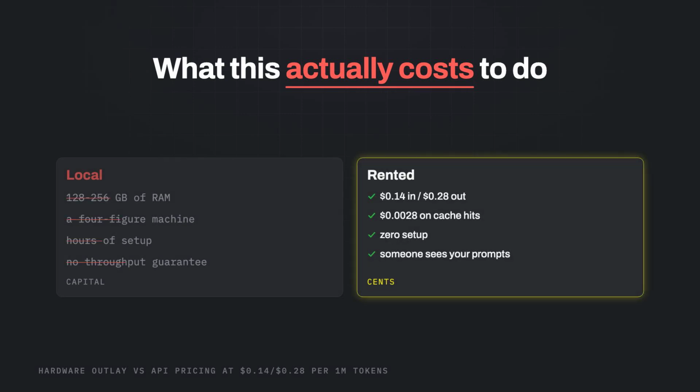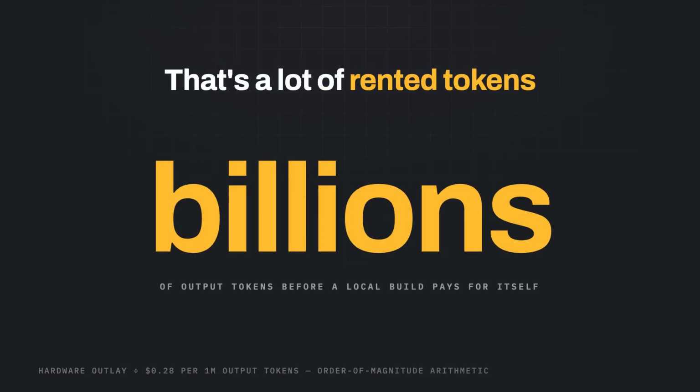Time to be straight about the bill. To run the sensible build, you need 192 gigabytes of system memory, which is a 4-figure machine, and you'll spend an evening on flags. Against 28 cents per $1 million output tokens, that hardware buys you billions of rented tokens first. If your reason for doing this is cost, the arithmetic says don't.